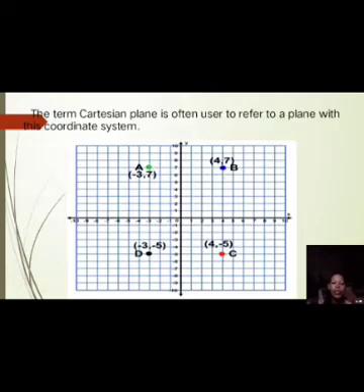The term Cartesian plane is often used to refer to a plane with this coordinate system. We can use the Cartesian plane to plot the values of A and B.